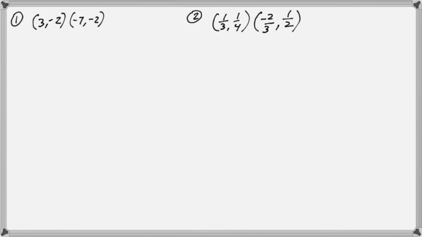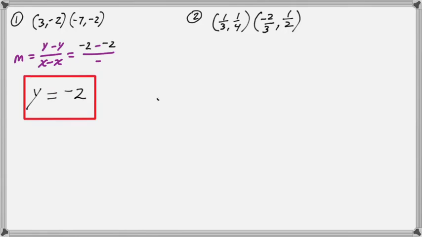To write the equation of a line, you need a point and a slope. At number 1, I have 2 points, but I do need the slope, right? The slope is y minus y over x minus x. So we need to plug in some y values. -2 minus -2. Do we have to do this? No. What might you notice? What are both y values? -2. There's your answer. That's the equation of the line.